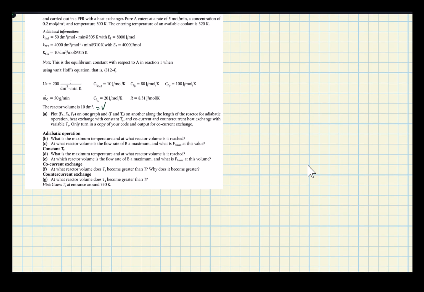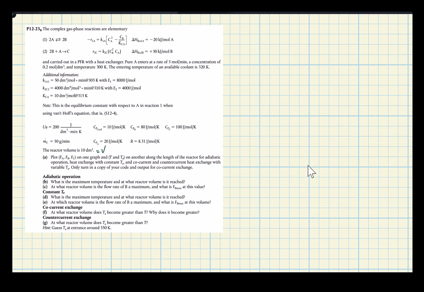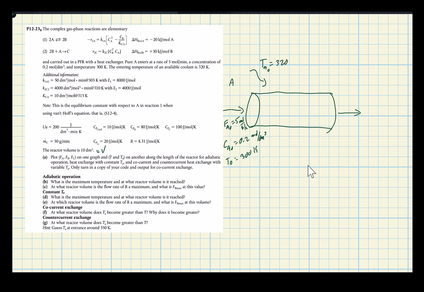So let's just dive right into this then. First, we're going to start with the picture. We have a plug flow reactor. We have pure A entering, and we have that the flow rate of A initial is 5 moles per minute, and our concentration of A initially is equal to 0.2. Our inlet temperature is 300. And then for a cooling jacket, we have some ambient temperature available, which is 320 K. It's our inlet, so it'd be, I guess, Ta0.